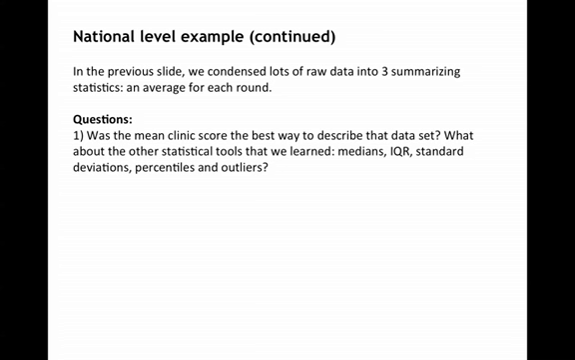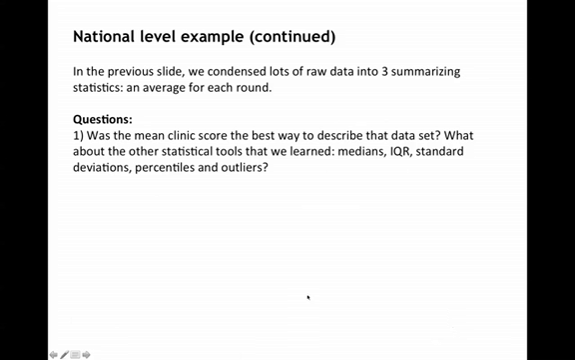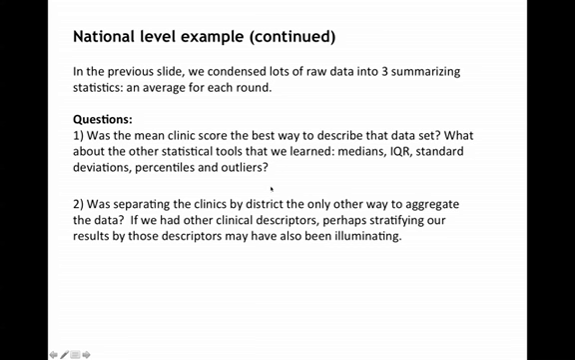So I just want to talk a little bit more about this example. In the previous slide, we showed you the mean of each of these regions over time across 3 rounds. But was the mean score the best way to describe that data set? We could have looked at other statistical tools such as medians, IQRs, which we may learn about later, standard deviations, percentiles, outliers.